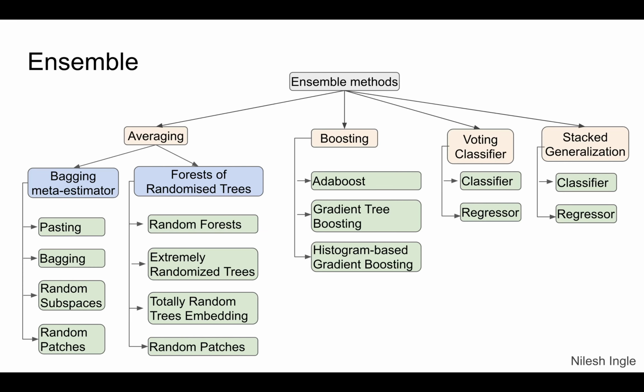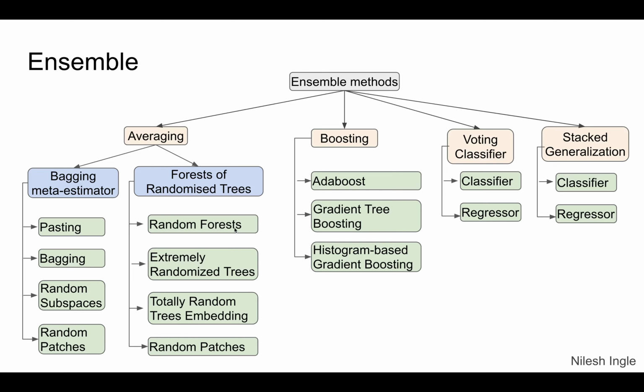So the ensemble methods that are available in scikit-learn are divided into these four main categories. The first is averaging, boosting, then voting classifier, and stack generalization. So the averaging has two different parts. One is bagging, the other one is based on the forests of randomized trees. And within bagging, there are variations: pasting, then bagging, random subspaces and random patches. So these differ by the way the data set is sampled.